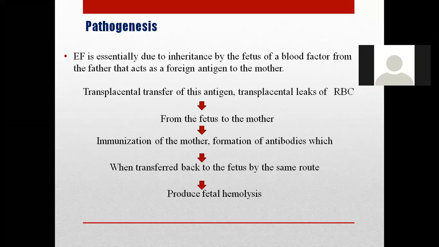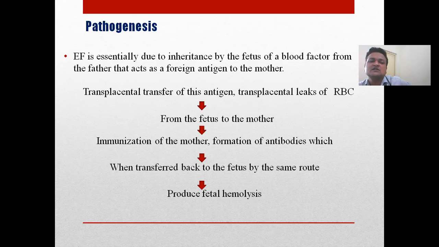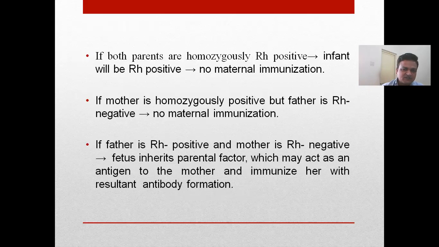Suppose once the mother is immunized, she forms the antibodies. So again, when it comes through the same route by transplacental transfer, it produces the fetal hemolytic process. Okay, if both the parents are homozygous, both the same, RH positive, the infant will be RH positive, no maternal immunization. Both are homozygous with the same positive factors, so no maternal immunization.